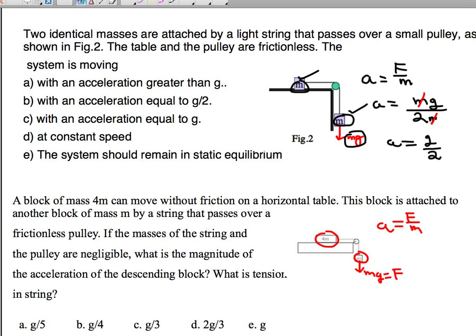So a is equal to F over M. And F is mg, but M is 5m, because it's this mass plus this mass, 4m plus m is 5m, and so this is equal to g over 5.